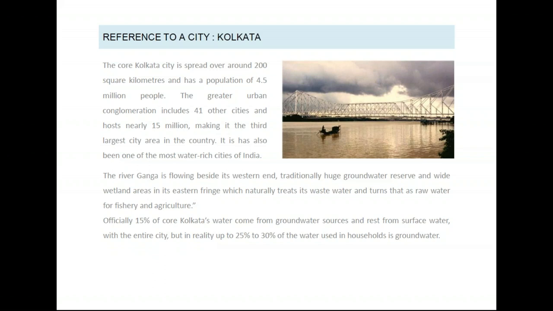River Ganga is flowing beside its western end. Traditionally, there is a huge groundwater reserve and wide wetland areas in its eastern fringe, which naturally treat its wastewater and turn that into raw water for fishery and agriculture. Officially, 15% of core Kolkata's water comes from groundwater sources and the rest from surface water. But in reality, up to 25 to 30% of the water used in households is groundwater.